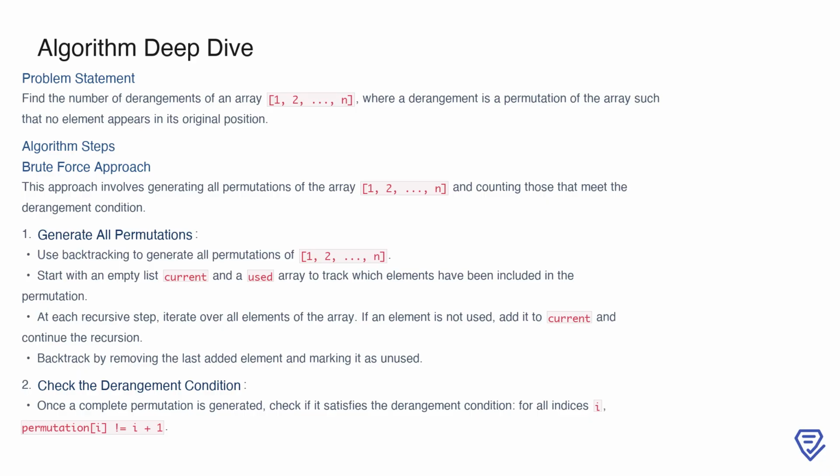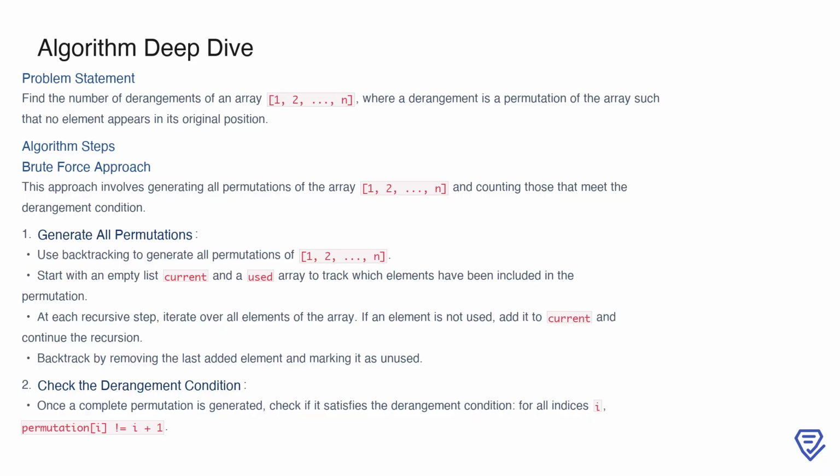To generate permutations, we use backtracking. We maintain a list to construct the current permutation and an auxiliary array to track which elements have been used. At each recursive step, we consider every unused element, add it to the current list, and proceed further. Once a permutation is fully constructed, we backtrack by removing the last element and marking it as unused.